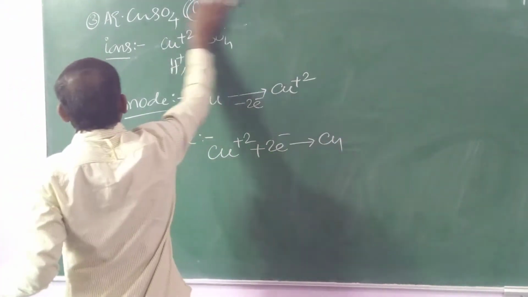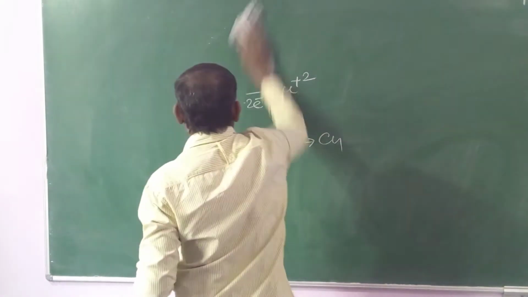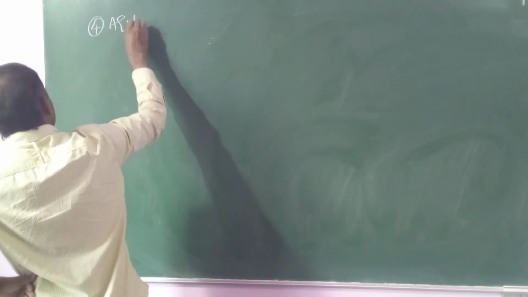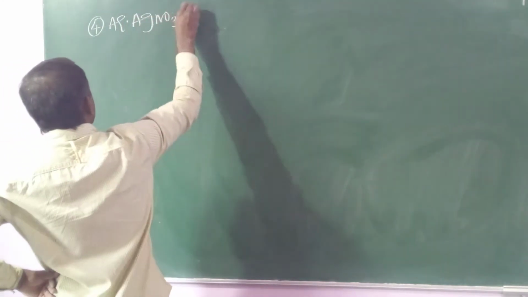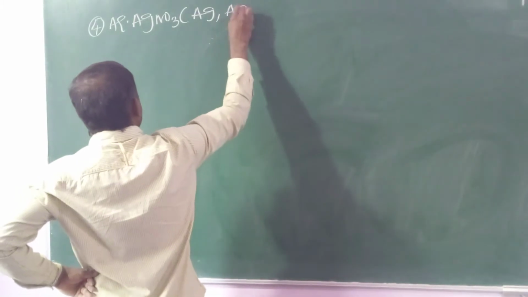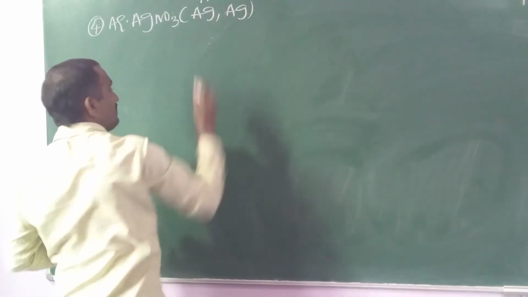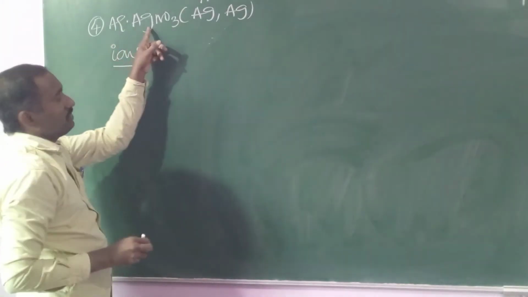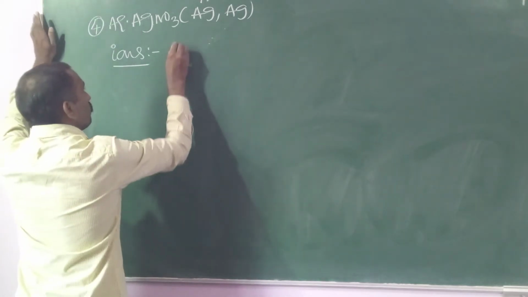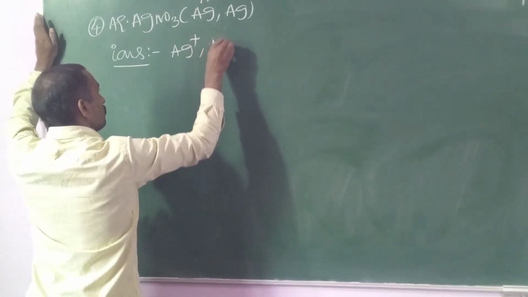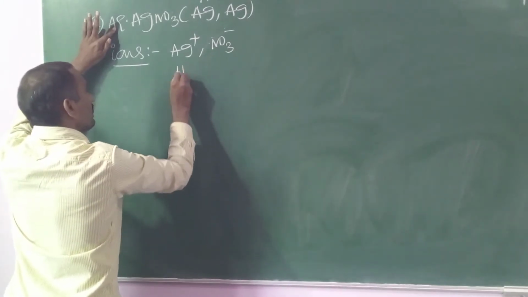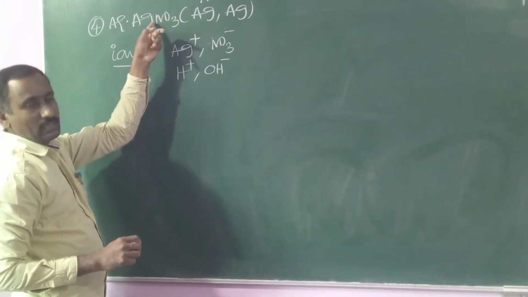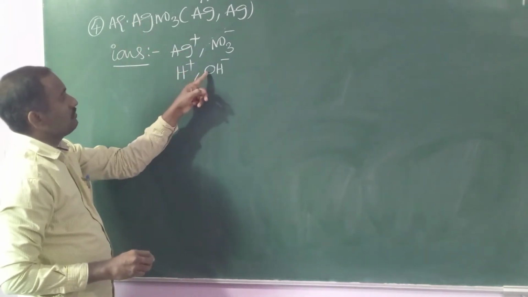Next, the fourth one: aqueous AgNO3 with silver electrodes. So one is the anode, another one is the cathode. What are the possible ions? Whenever current is passed through aqueous AgNO3, what ions are formed? Ag plus and NO3 minus. From water, H plus and OH minus. So Ag plus and NO3 minus come from AgNO3, and from water, H plus and OH minus.